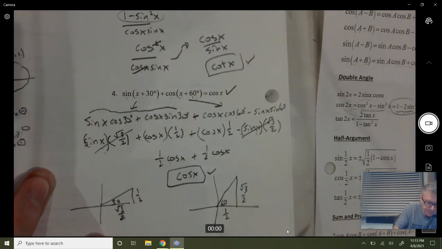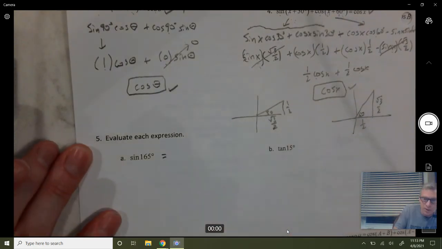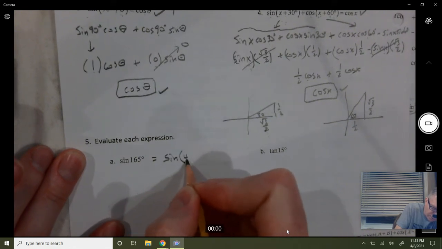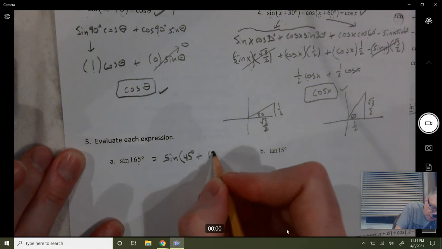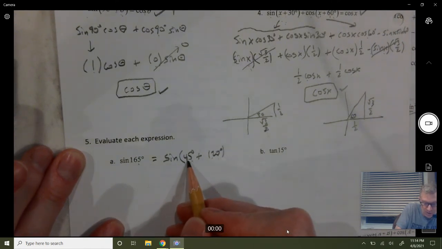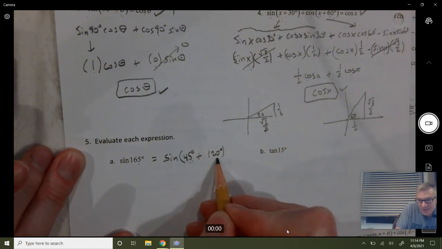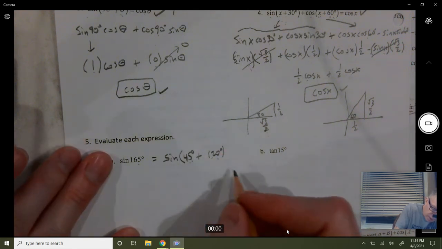Next one, sine of 165. We're going to break that down. There are many ways you can break this down. I usually look for a 45. That would be 45 plus what? 120. And both of these are good because this has a reference angle of 45, and this has a reference angle of 60. You can draw them both if you'd like.